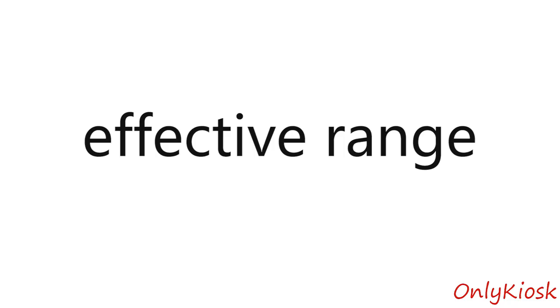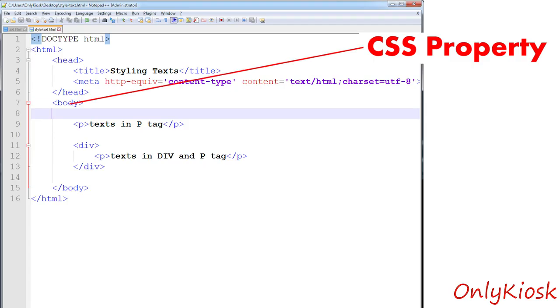Every CSS property has an effective range. The effective range of a CSS property is decided by the HTML tag it's assigned to. For example, if you assign a CSS property to the body tag, then its effective range will be very wide. If you assign a CSS property to a p tag, its effective range is limited to that p tag.